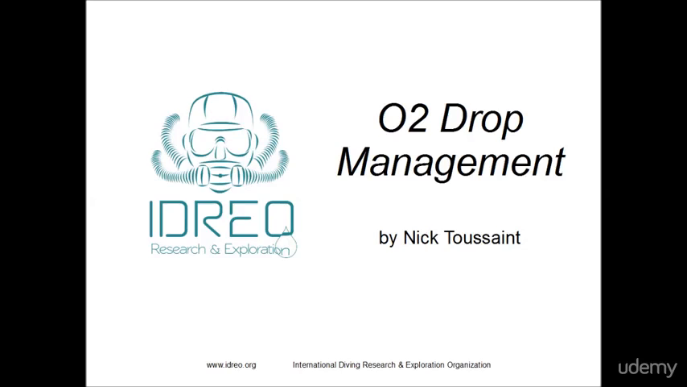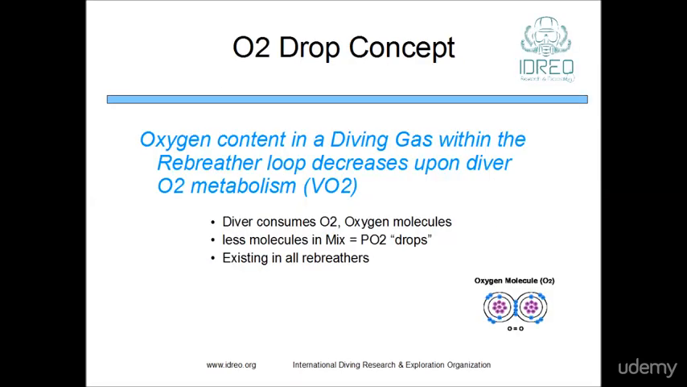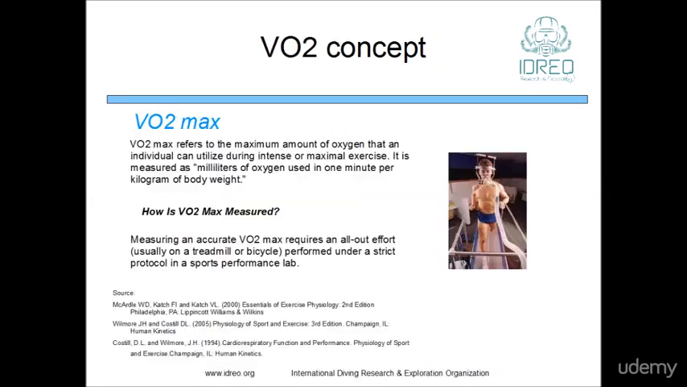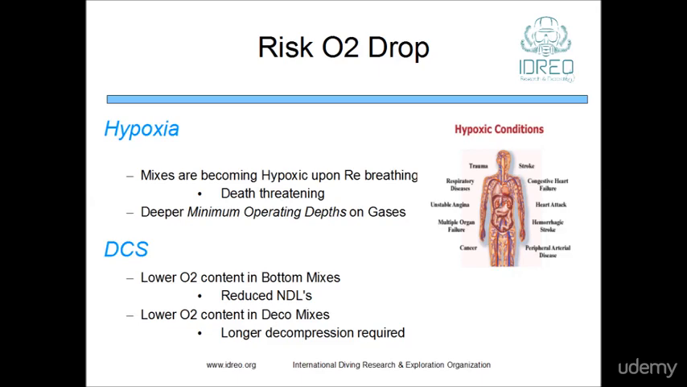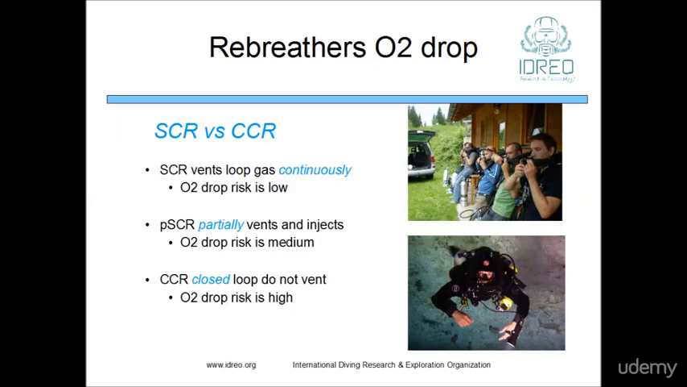Let's have a look at the oxygen drop management supported by Hydrio. Oxygen contained in a diving gas within the rebreather loop decreases open diver oxygen metabolism. The VO2 max attempts to calculate its maximum. The risks of not knowing your oxygen drop are hypoxia and decompression sickness. Oxygen drop varies between different rebreathers' efficiency.